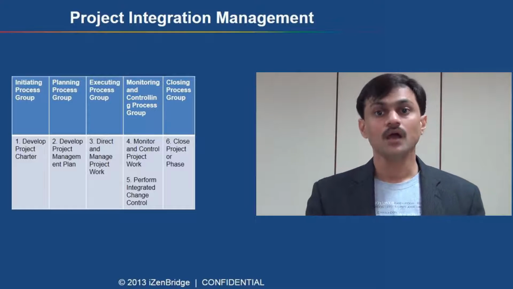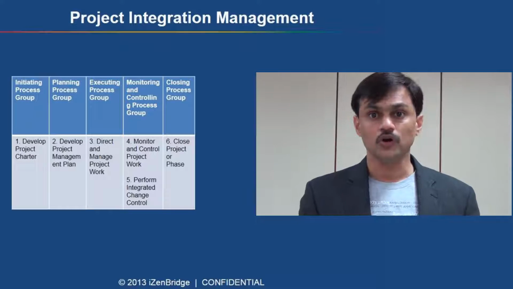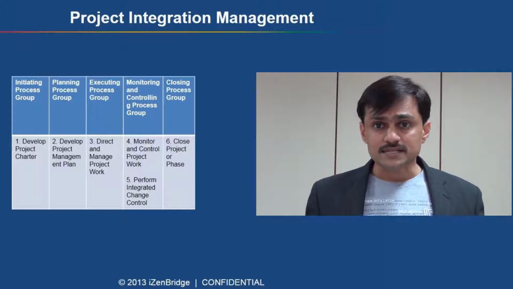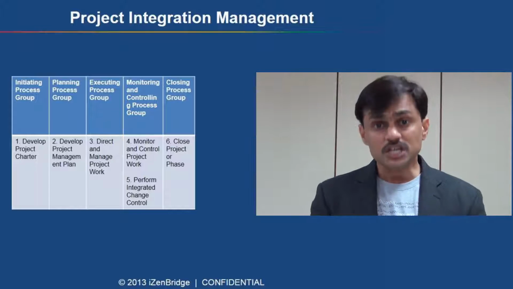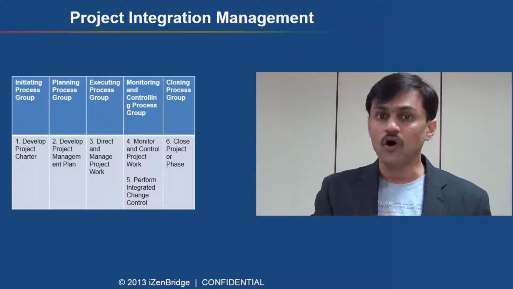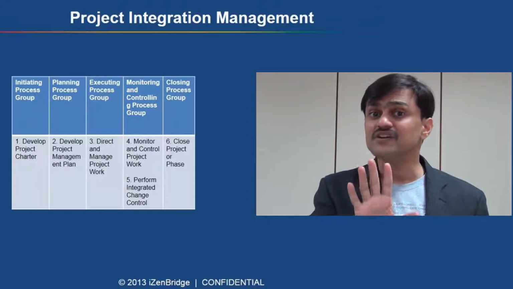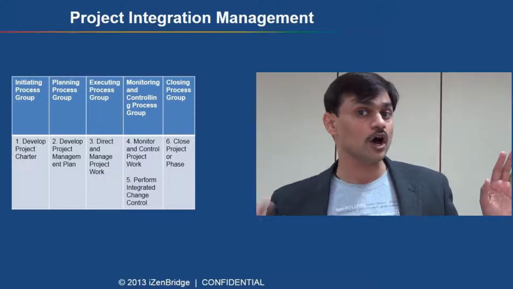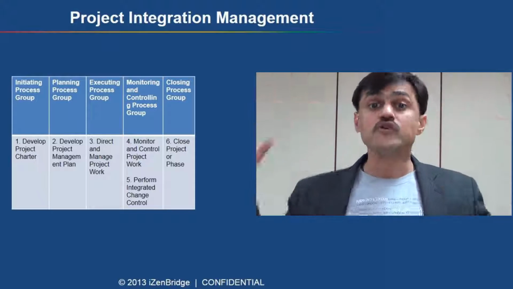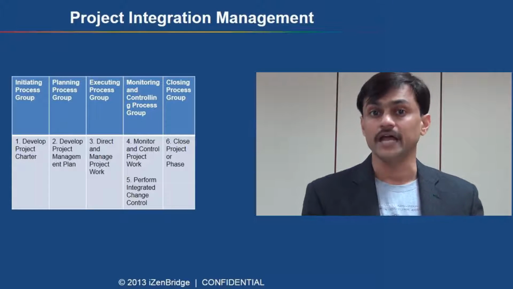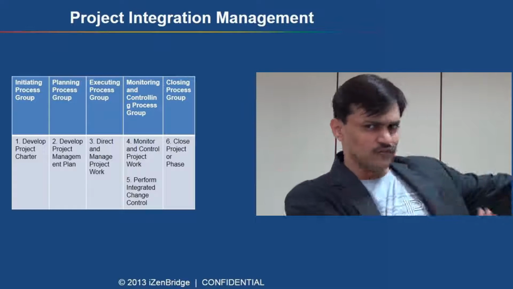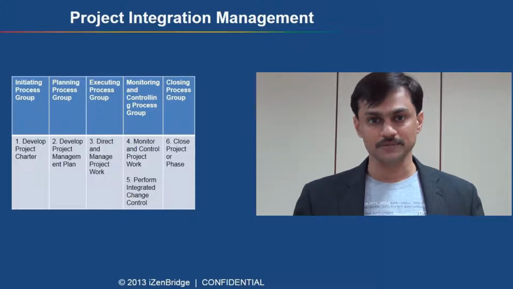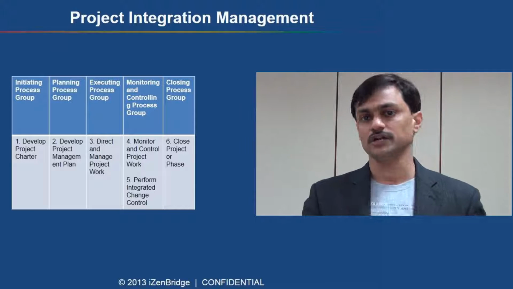In the same process group, we also have perform integrated change control. Now, change is something which is going to be there in your project. This process helps integrating all change requests and ensuring that whenever we are changing one dimension of a project, we ensure that remaining dimensions are also looked at, and overall it makes sense to go with that particular change. Once we are done with all this, we have a process, close project or phase. This helps us closing the work, closing the project or a phase.